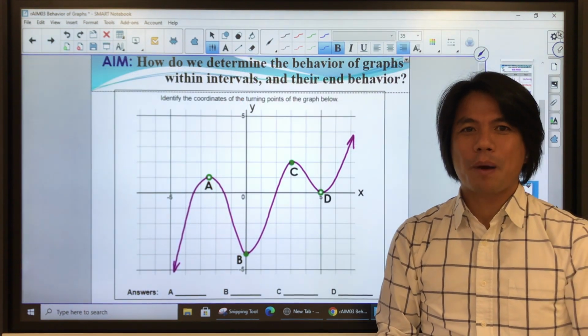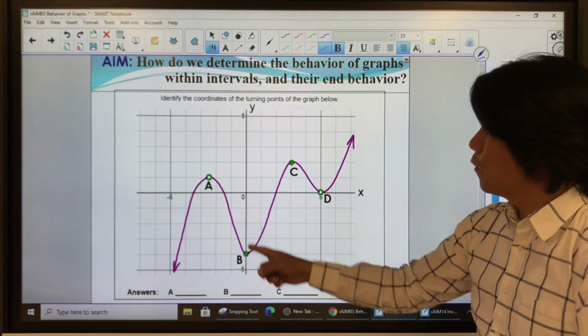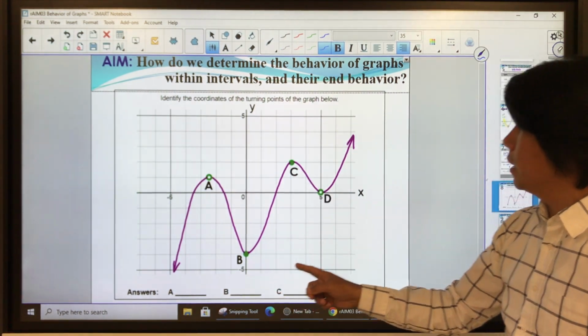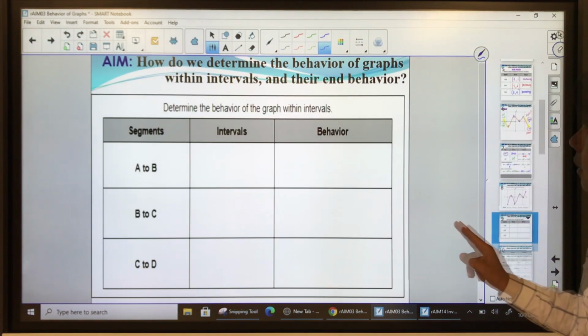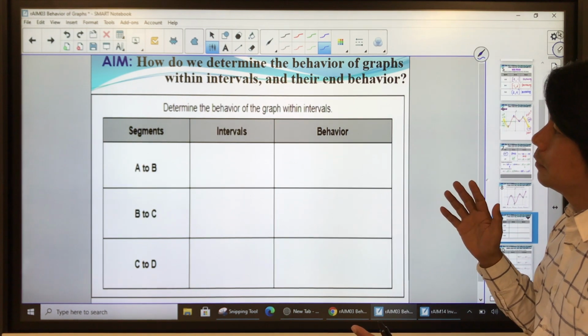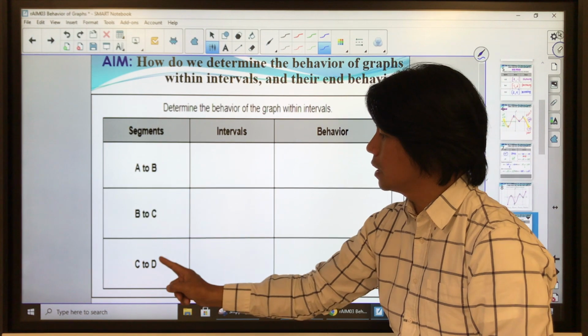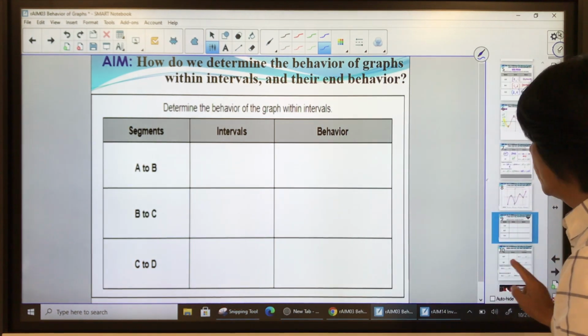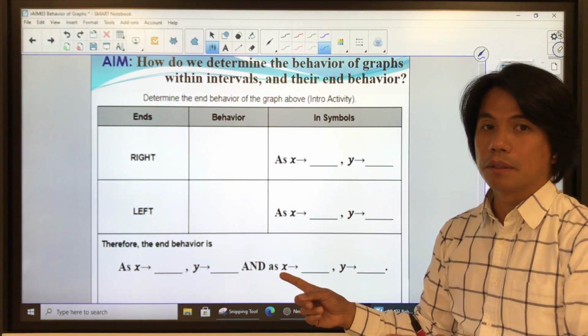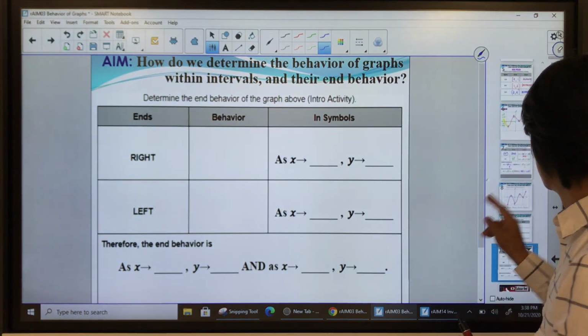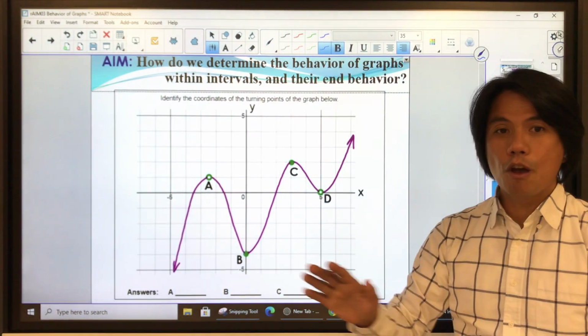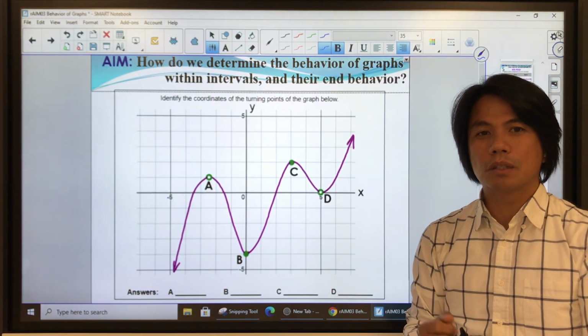Now it's your turn to practice. Go ahead and identify the coordinates of the turning points. Then the intervals, the behavior within intervals, A to B, B to C, and C to D. And finally, the end behavior. Okay? Be sure to pause your video while you're doing it. Come back once you're done.